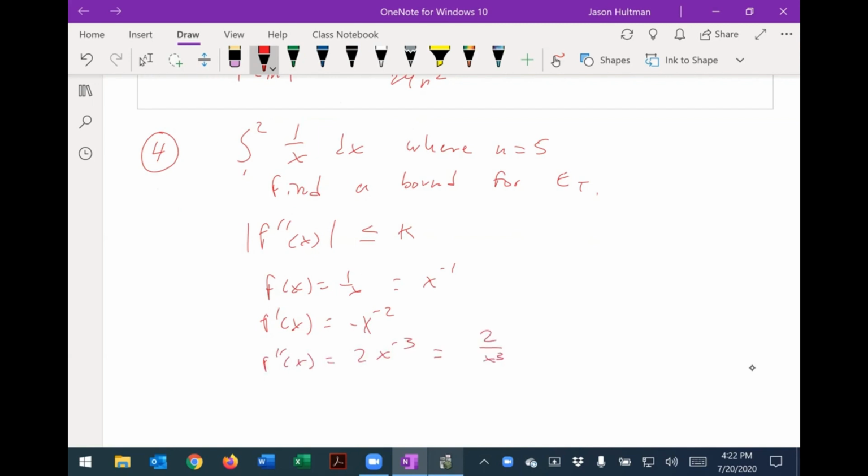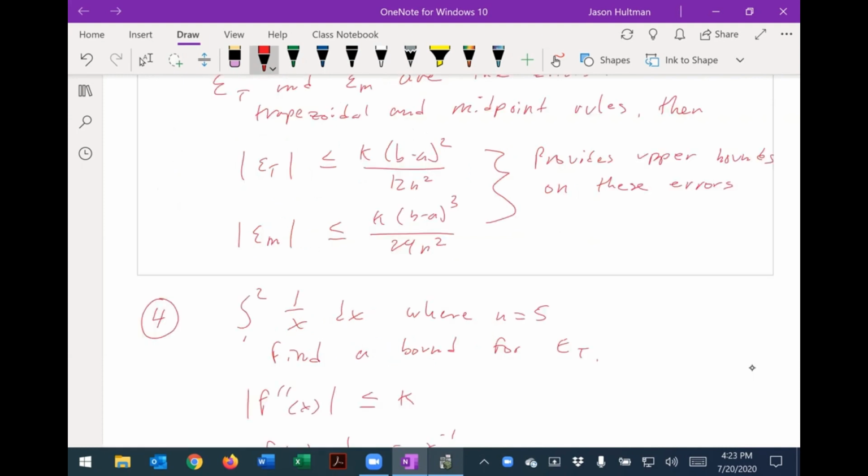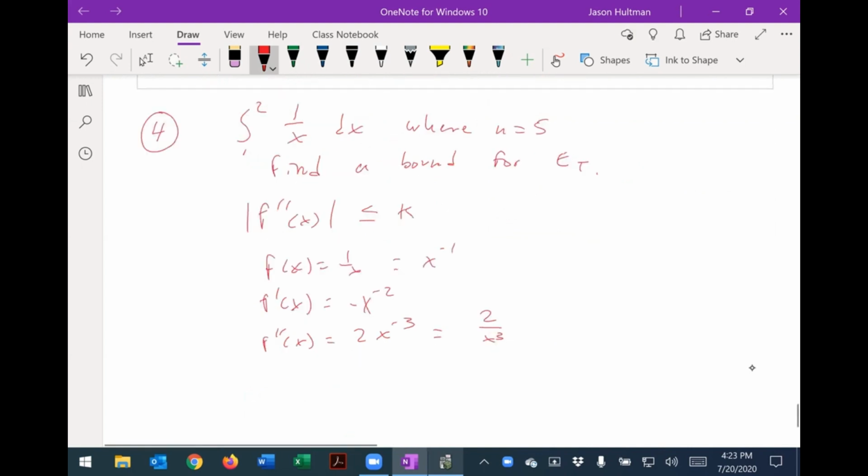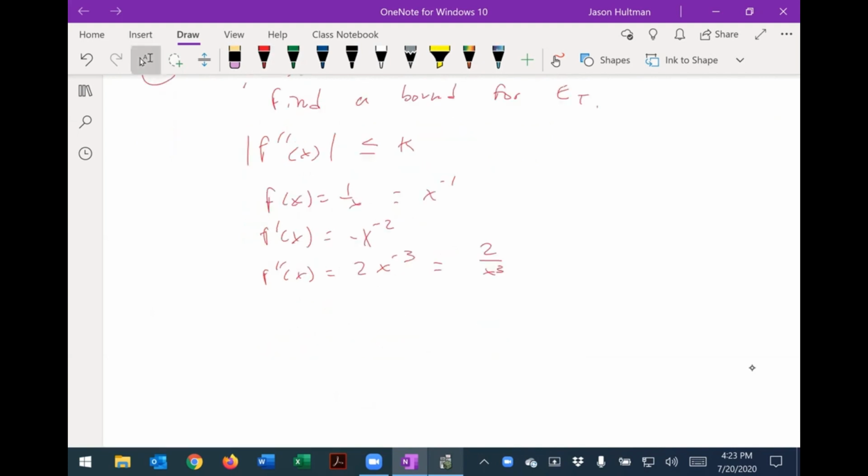So the error bound on this is less than or equal to k. K is just a value that I want to figure out. What is this going to be less than or equal to in my region? Because again, x goes from 1 to 2. What's going to be my upper bound on f double prime of x? I want to know what my upper bound is, less than or equal to some k value.